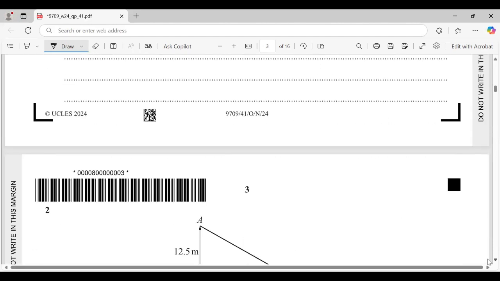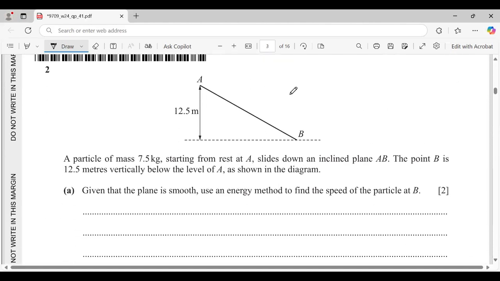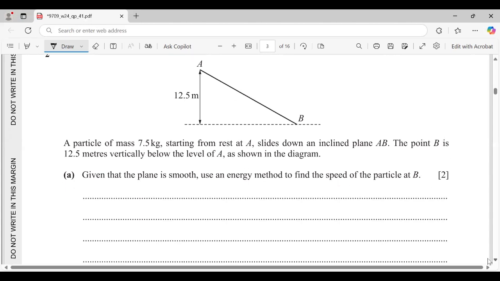Question. Look at this diagram. A particle of mass 7.5 kg starting from rest at A slides down an inclined plane AB. The point B is 12.5 meters vertically below the level of A, as shown in this diagram. Given that the plane is smooth, use an energy method to find the speed of the particle at B.